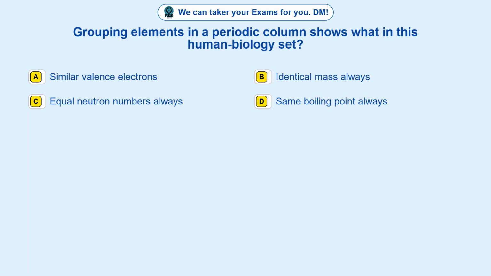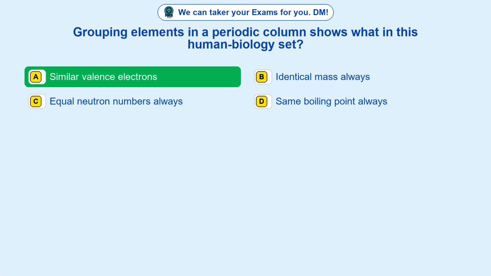Question 40. Grouping elements in a periodic column shows what in this human biology set? Option A, similar valence electrons. Option B, identical mass always. Option C, equal neutron numbers always. Option D, same boiling point always.